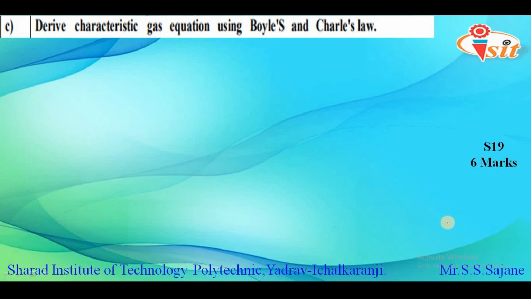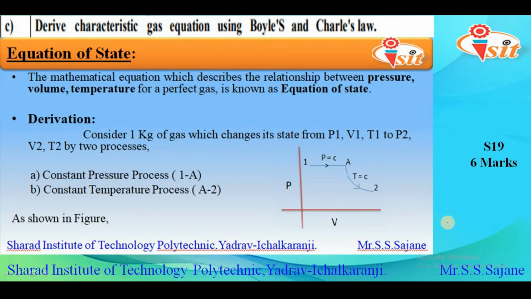So again we have already studied this point. We have derived the equation of state, and from this same equation we can also derive the characteristic gas equation. So just one more step we will have here extra, otherwise the rest of the part is the same. After looking at this slide, I think you might remember all those points which we have studied, what steps are there for deriving this equation.